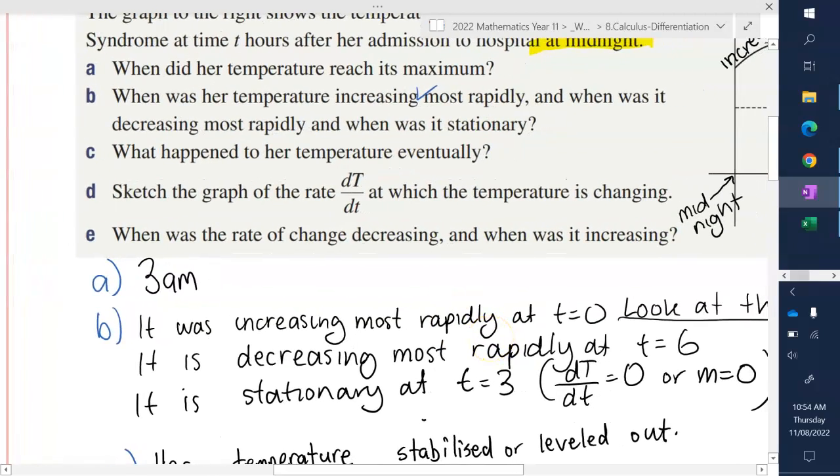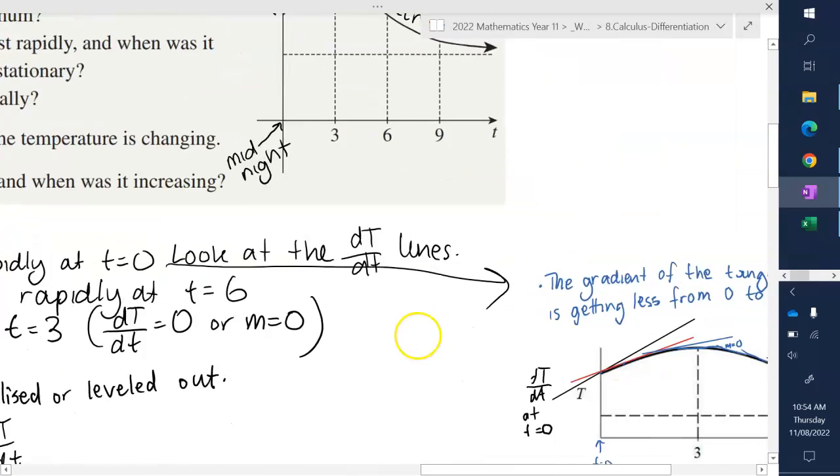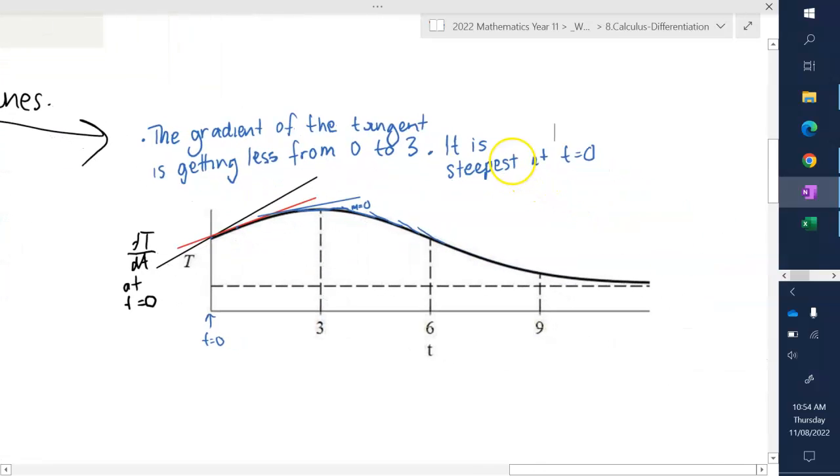What happened to her temperature eventually? We had a little bit of a talk about that right at the start. So her temperature, once she gets down to 9, is starting to smooth out. It's starting to stabilise, and that little dotted line there would be an asymptote. So that temperature would continue to move along that line like that, and that would be her base temperature, which will be about 37.5 degrees or something like that. So that's stabilising, and that's all we need to write for that one.